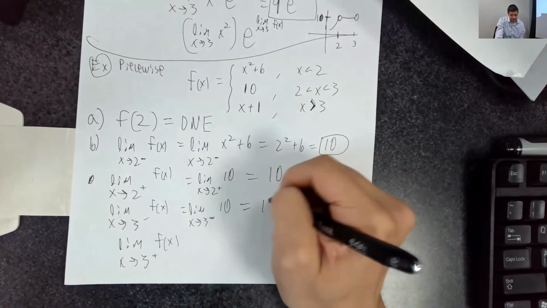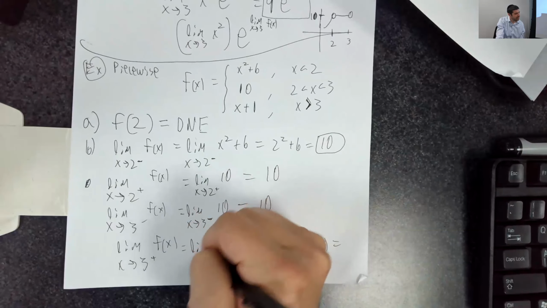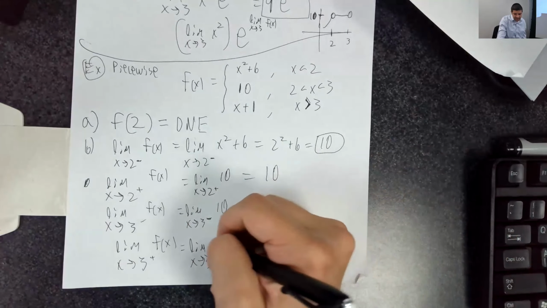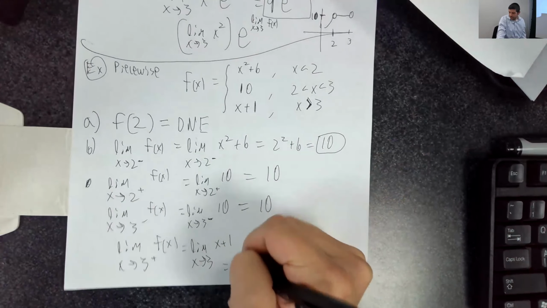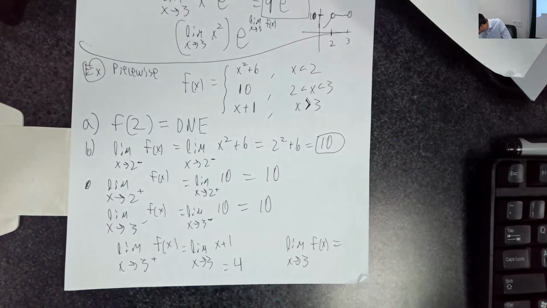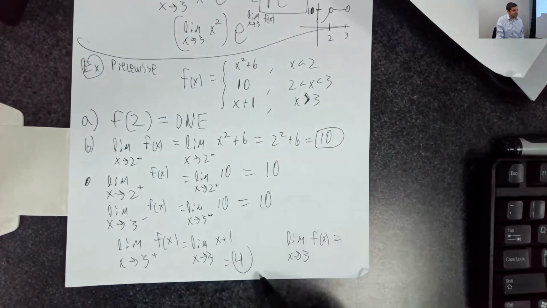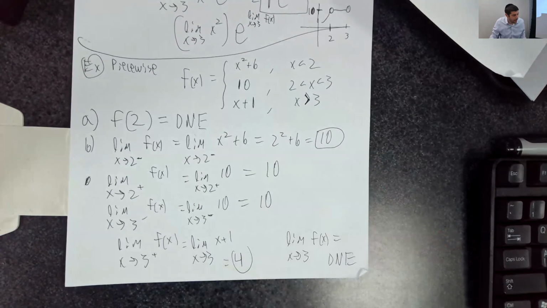Final answer, 10. Okay, 3 from the right. Let's see, we have Aisha. Did you pick the x plus 1? Exactly, x plus 1, and the limit is 4. Good. Limit is 4. Do they match? No, so the final limit, D and E. D and E, yeah. Good.